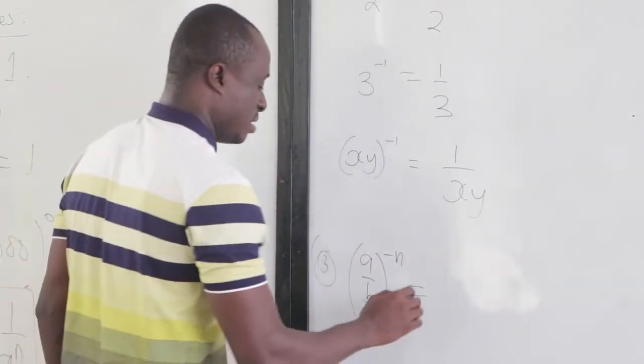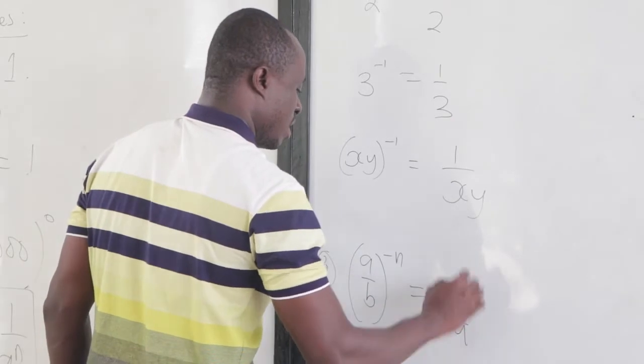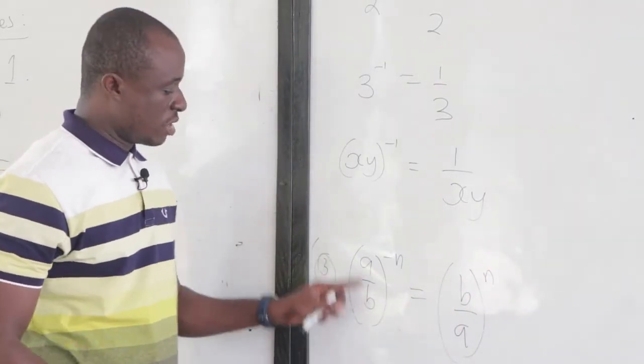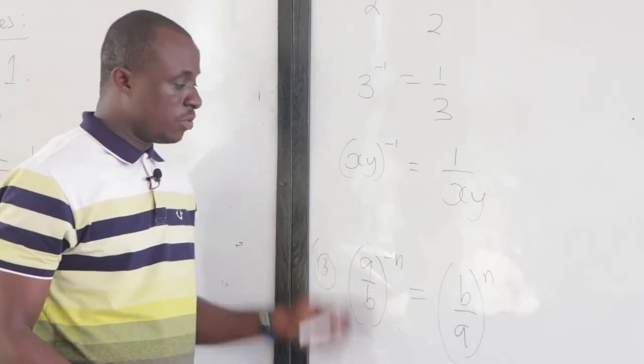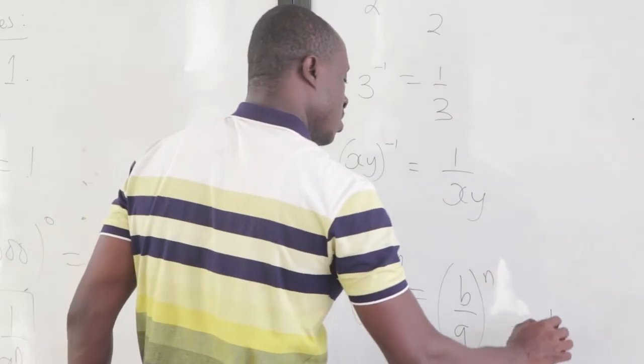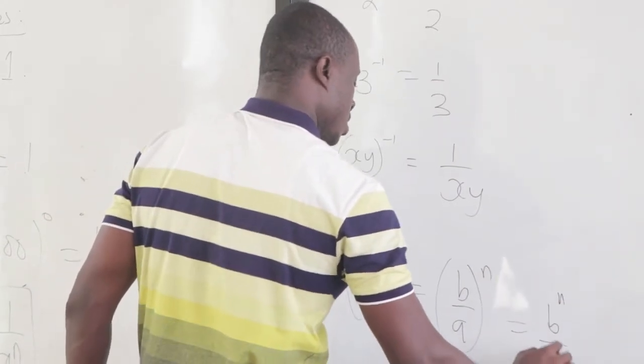Now, this is just the same as b over a, all to the power n, and the negative will go away. What are you supposed to do? Just reciprocate, and when you reciprocate, the negative will go away. And this is the same as b to the power n over a to the power n.